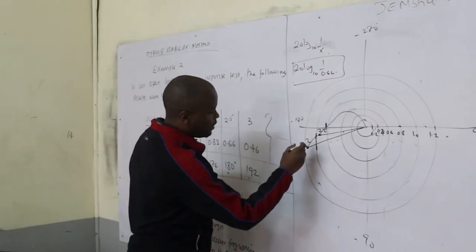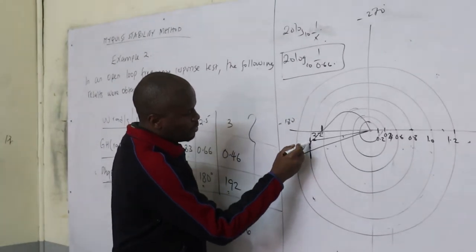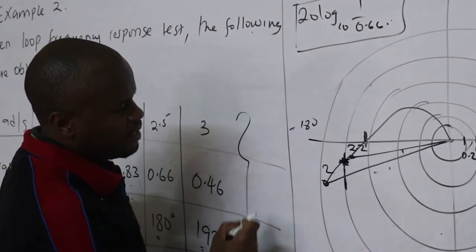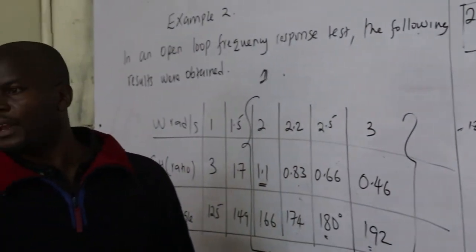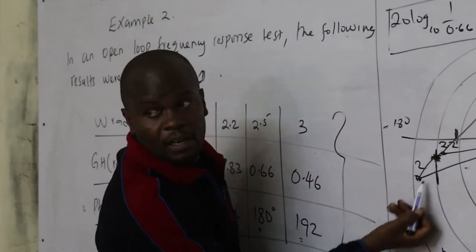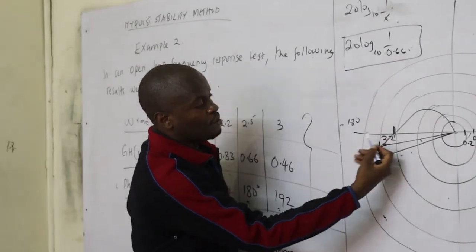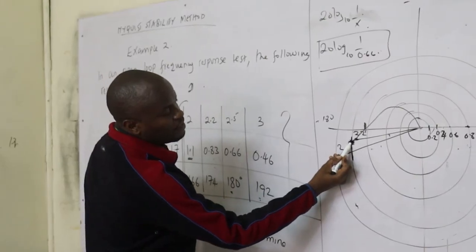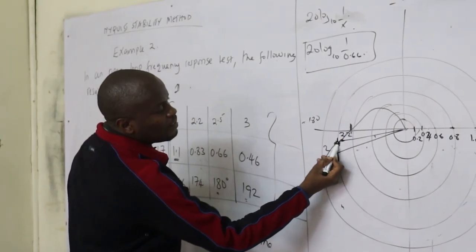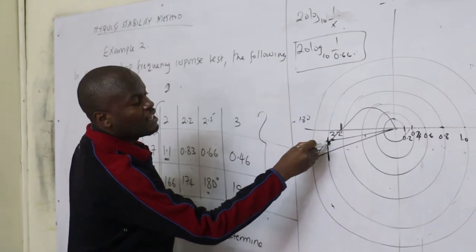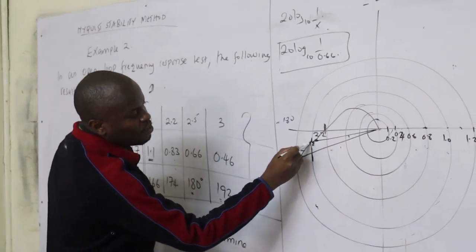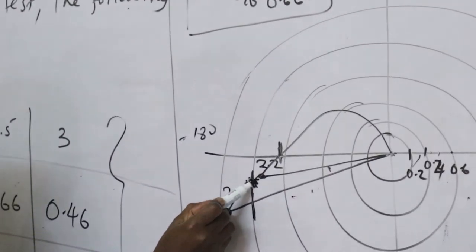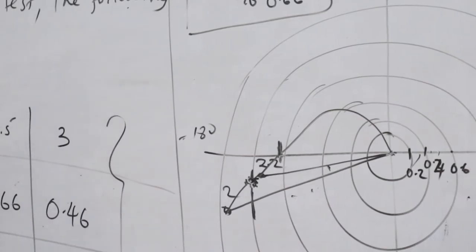So you simply look at it. Maybe if it falls between those, like in this case here, you can talk of something like 2.1, because it is almost in the middle. Are we together? So it means that when we get that phase margin, this one was for the phase, here we are going to get the gain crossover frequency. The gain crossover frequency in this case is going to be, we can say, 2.1 rads per second.